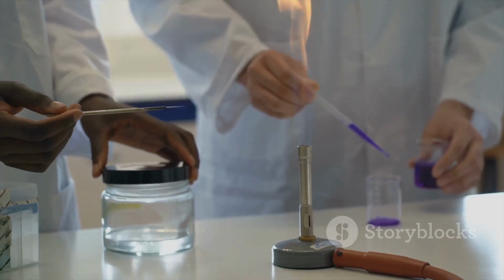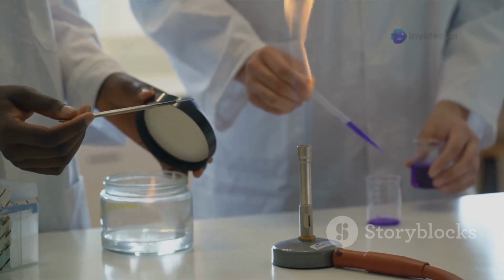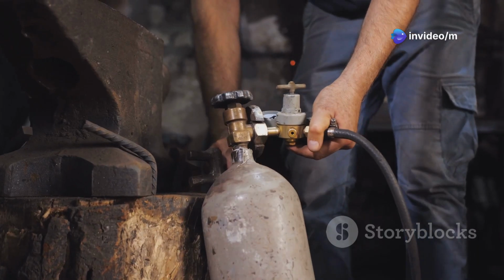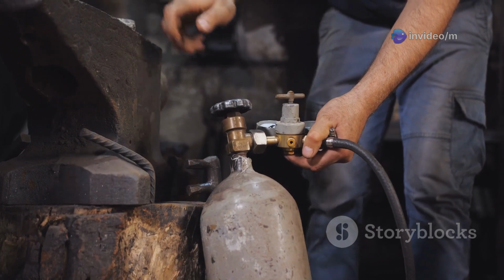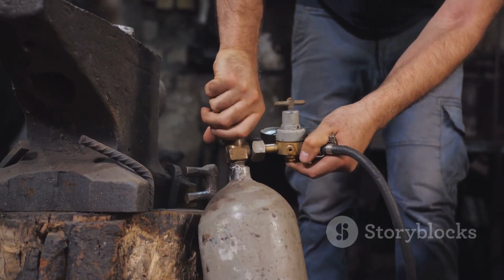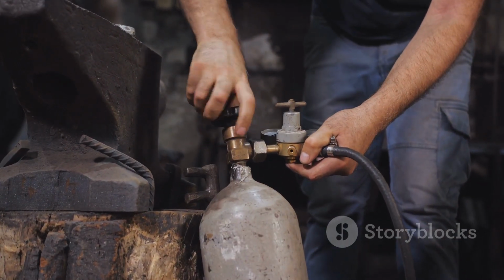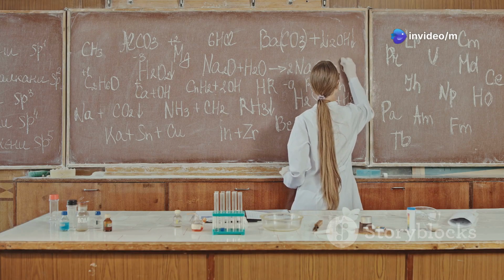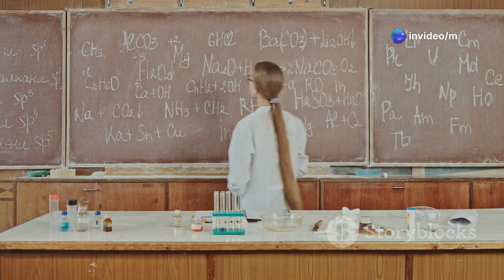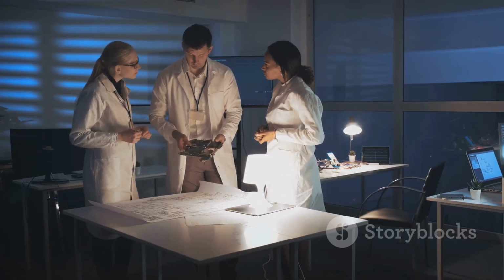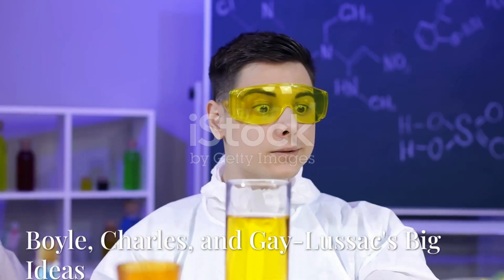So to sum it up, gases fill any container they're in, they can be squished, and they spread out all by themselves. These properties, lack of definite shape or volume, compressibility, and diffusion, are all because gas particles are tiny, far apart, and always moving randomly at high speeds. Understanding these basic behaviors is the first step to understanding the more complex laws that govern gases. It's like getting to know the players before you can understand the game. It's all about those zippy little particles and the space between them.